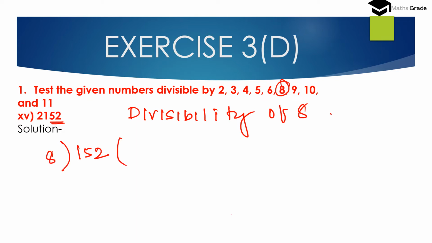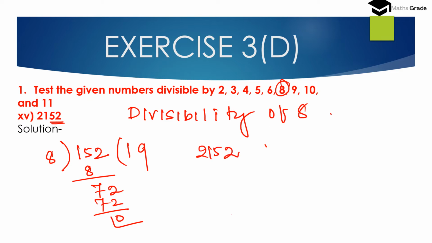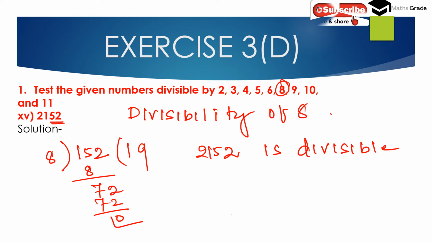First we divide 152 by 8. 8 twos are 16, so 8 ones are 8. And 15 minus 8 is 7, 72. 8 nines are 72, and the remainder is 0. So 152 is divisible by 8, so 2152 is divisible by 8.